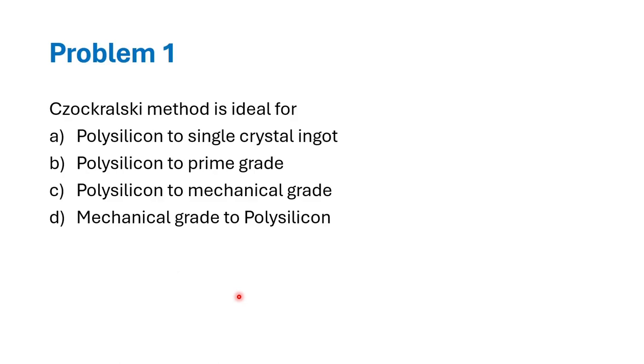The first problem: the Czochralski method is ideal for A, polysilicon to single crystal ingot; B, polysilicon to prime grade silicon; C, polysilicon to mechanical grade silicon; D, mechanical grade to polysilicon. So what is the answer?